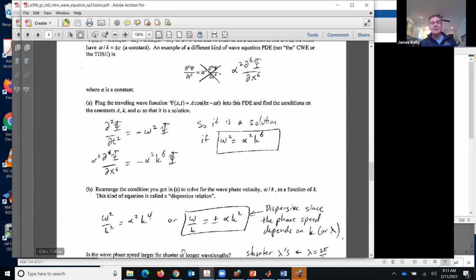So the question that's being asked at the bottom here is the phase speed larger for shorter or longer wavelengths? What is this telling us here? Somebody unmute and help me think about that.